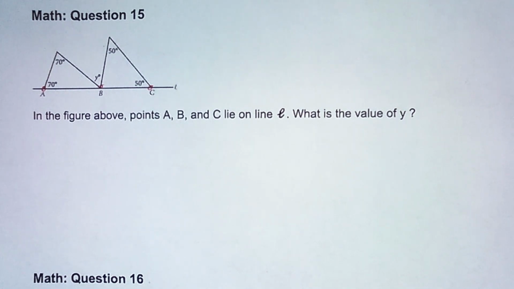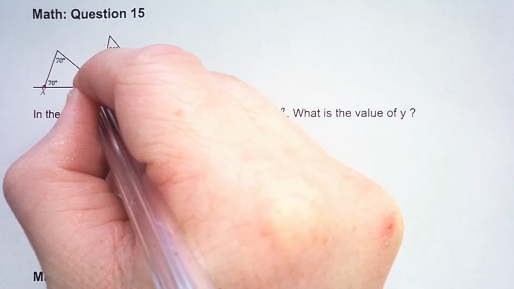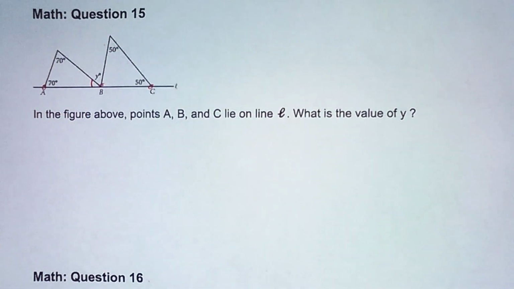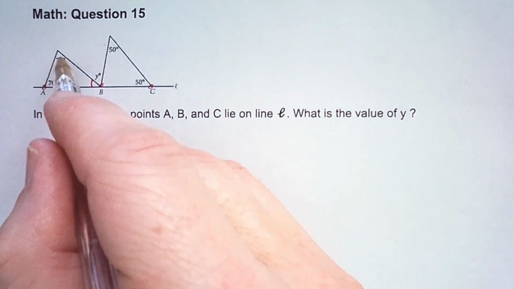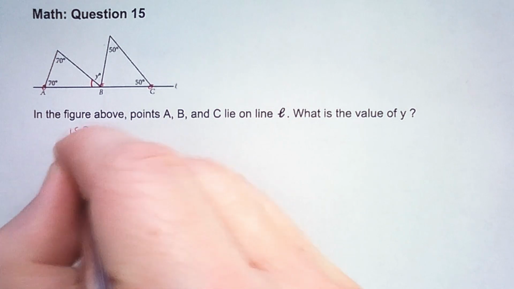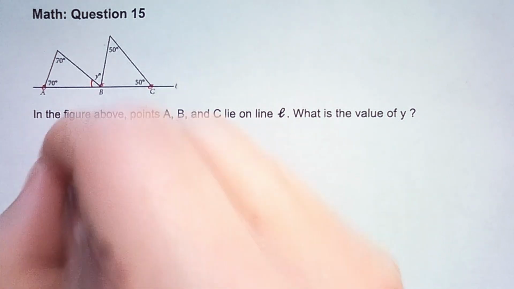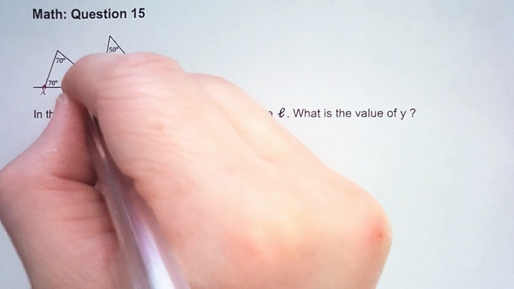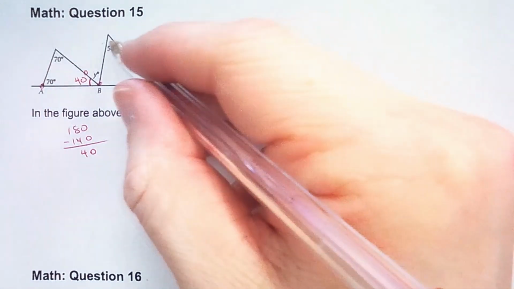Now we have 2 triangles here. We need to remember that a triangle has a total of 180 degrees. So let's find this blank angle measure right here. 70 and 70 makes 140. Okay, so if I do 180 minus 140, that leaves me with 40. So this is 40 degrees right here.